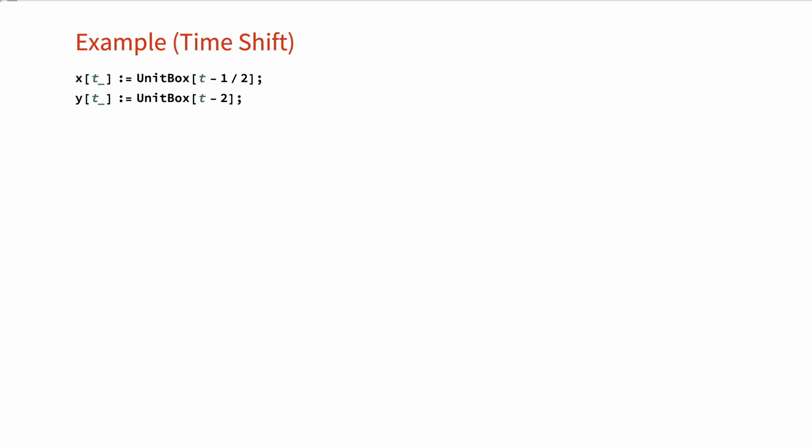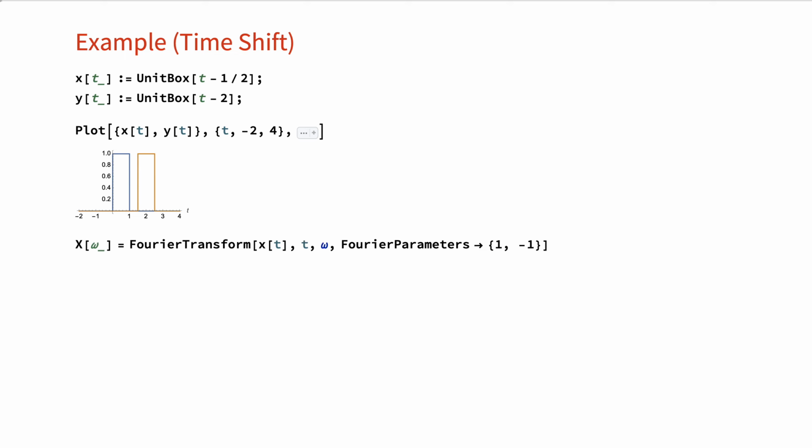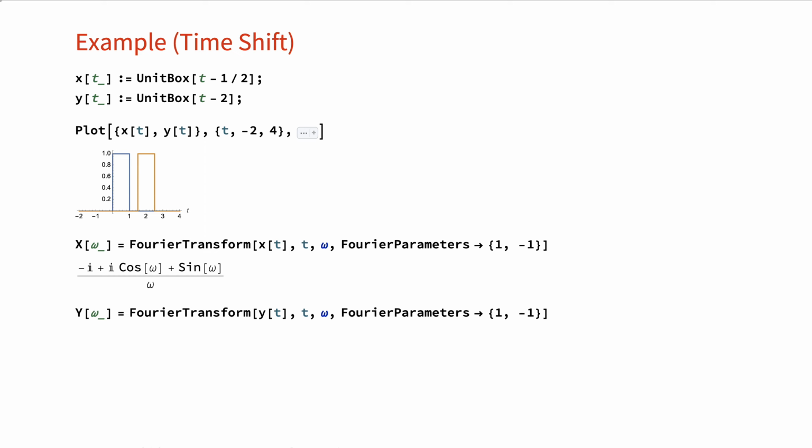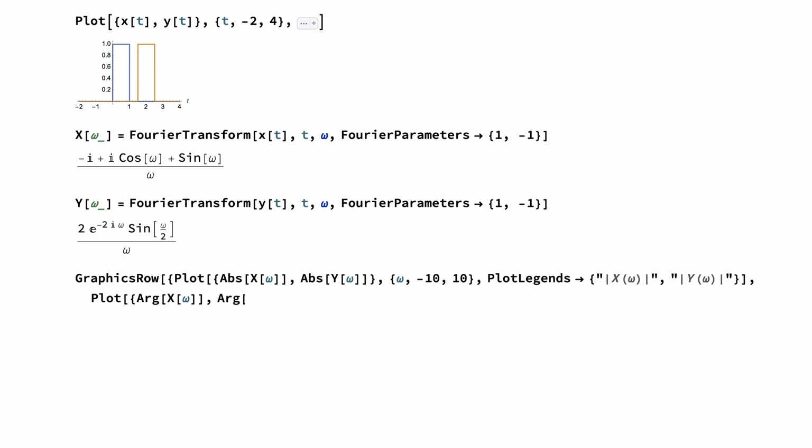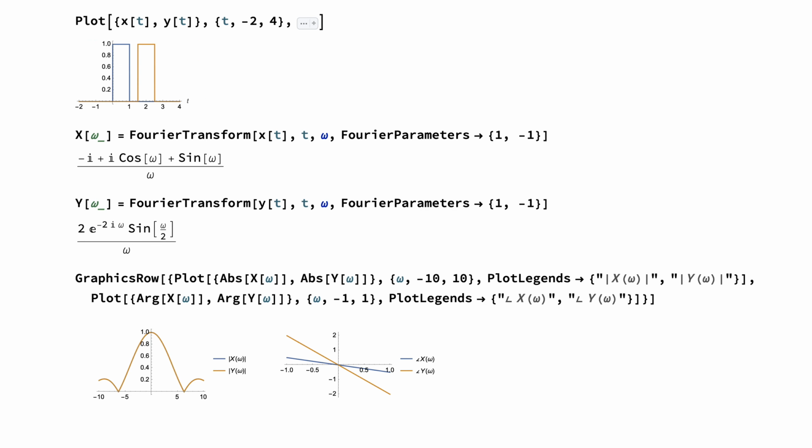Let's look at an example and verify the time shift theorem by comparing the Fourier transforms of the two signals shown here, x of t and y of t. Looking at the plot of the two signals, you can see that they are a shifted version of one another. We can first find the Fourier transform of x of t and use the Wolfram Language to also find the Fourier transform of y of t. We plot the magnitude and the phase of the two Fourier transforms. We can see that the magnitudes are equal and the phases differ by a linear term, and this proves the theorem.